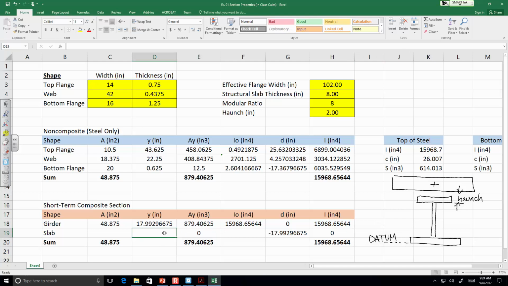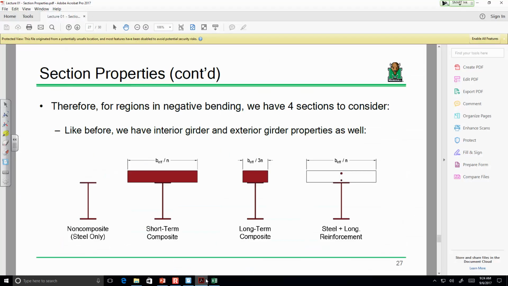Now, so let's do this. So equals that plus that plus that plus that divided by 2. Make sense? Now here's the nice thing about this calculation. This is the short-term composite section, okay? Now here's the difference between the short-term composite section and the long-term composite section. It's just a different size deck. But does that centroidal distance change from here to here and from here to here? That's the same, okay?